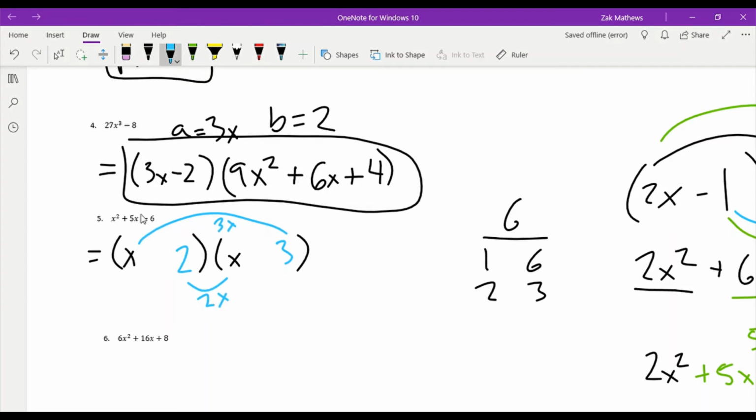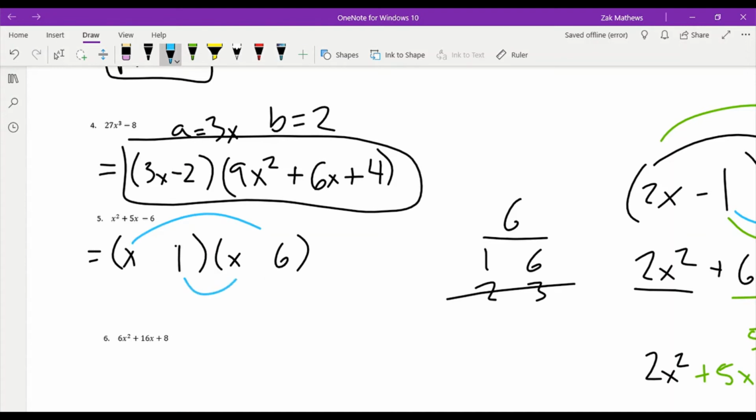So if that last sign is negative, that tells me these signs are going to be different, and we have to subtract these two values. Is there any way for me to subtract 3 from 2 or 2 from 3 to get a 5? No, there is not. So what that tells me is I've chosen the wrong pairing. The 2 and the 3 aren't going to work. So now I'm going to switch it to the 1 and the 6. So once again, I'll do the outer and inner products. I have a 6 times an x and a 1 times an x.